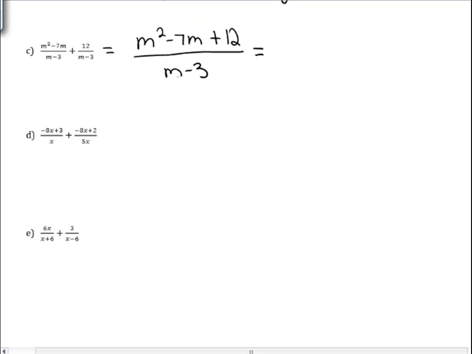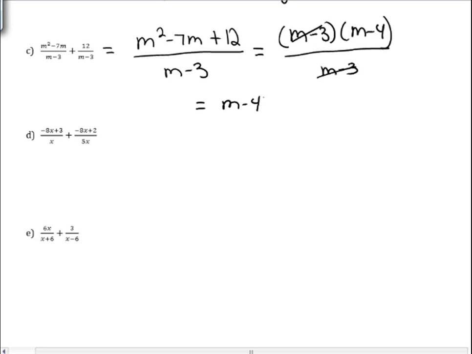Now we want to simplify this if we can, so we'll need to factor our numerator, m squared minus 7m plus 12. We want to factor the 12 so that the sum gives us negative 7. The two numbers that multiply to give you positive 12 and add to give you negative 7 are negative 3 and negative 4. So this will factor as m minus 3 times m minus 4. And this is over m minus 3. So the m minus 3's will cancel, and we'll be left with m minus 4.